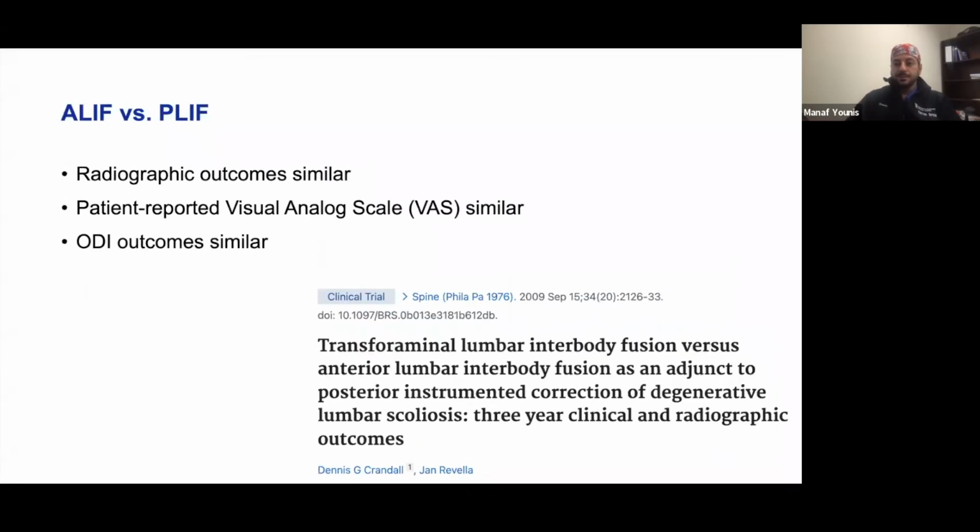Next, please. Well, traditionally, anterior spinal fusion with instrumentation of lumbar or thoracolumbar curves was most common, as it provided excellent deformity correction and high patient satisfaction. Crandall and Rivea compared ALIF to posterior lumbar interbody fusion in the treatment of degenerative lumbar scoliosis. They reported no significant difference in clinical outcomes or complication rates. Radiographic outcomes among both ALIF and PLIF were similar, as well as patient-reported VAS and ODI outcomes.